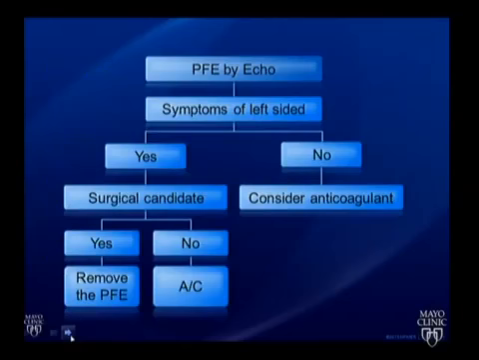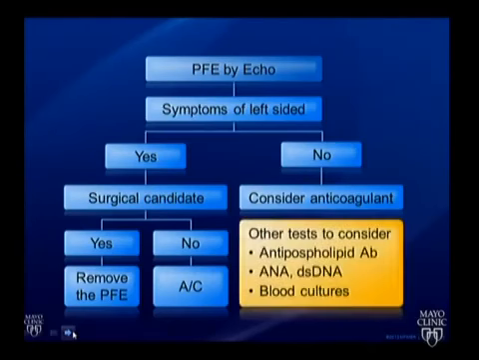So what do we do with PFE in our practice? We tend to remove it if the patient's a surgical candidate and it's on the left side. If it's on the right side, we tend to watch those because they usually don't cause any valvular problems if they're on the valve. But remember, they can be on any other endocardial surface, not just the valves. And these are the tests that I would recommend you get. Sometimes we watch them on anticoagulation if there's any reason to think that these are thrombi.